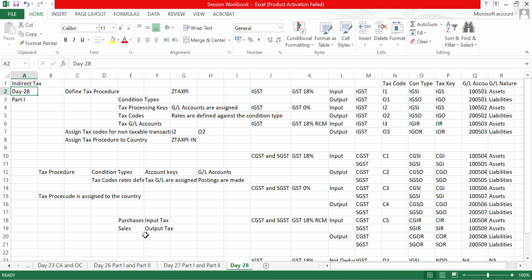But from today's session, I hope you are clear on the meaning of the tax procedure, the meaning of all the four components that are in the tax procedure, the step of assigning the tax codes for non-taxable transaction, assigning the tax procedure to the country, the link between the tax procedure, condition type, account keys, GL accounts, the meaning of input and output taxes, the meaning of deductible, non-deductible, creditable, non-creditable taxes, the concept of reverse charge mechanism, all those things. With this, I am closing for the day.